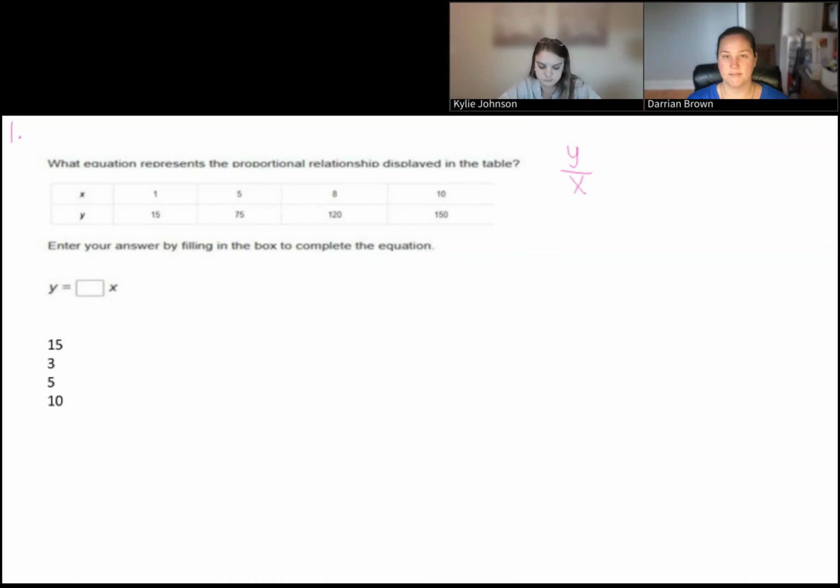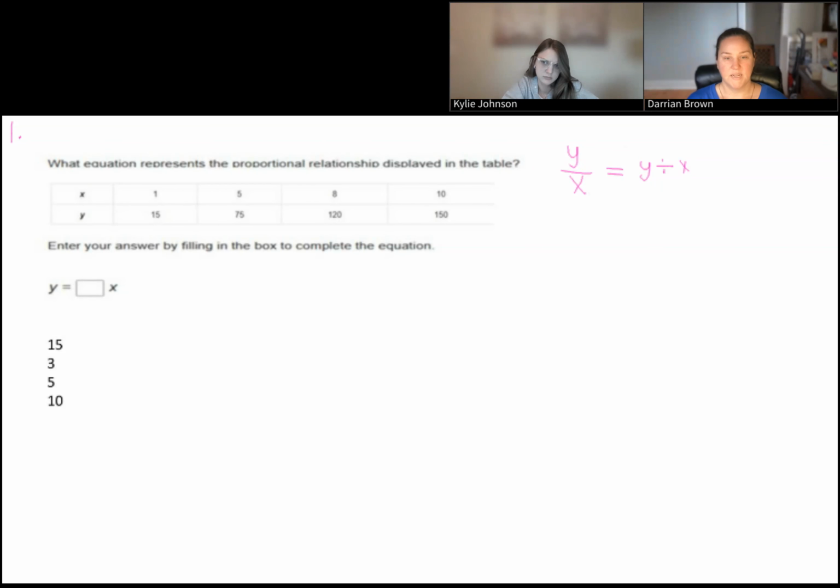Y over x. And that just means y divided by x. And I'm actually going to put equals y divided by x. Okay, y'all copy that down for me really quick. That's probably the most important thing that you need to know formula-wise for proportions. Okay, it feels a little weird because the y's are listed second, but they go on the top of your ratios to make a proportion.